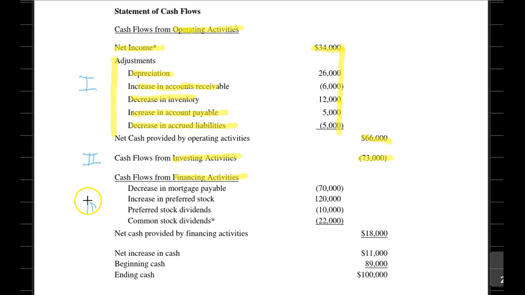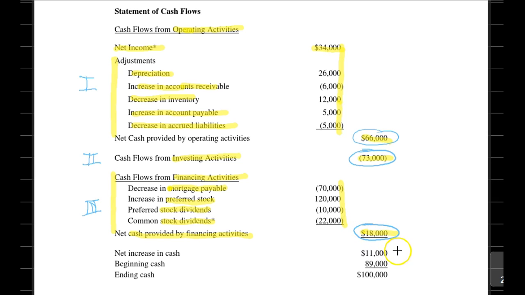And finally, the third part, we need to calculate cash flows from financing activities, and basically that would be similar to what we did in terms of financing cash flows calculations. Obviously there's a change in long-term debt. Our long-term debt is mortgage payable, and then we had an increase in preferred stock, and we did pay preferred stock dividends and common stock dividends as well. So all these added up together will give us the net cash flows provided through financing activities in the amount of $18,000.